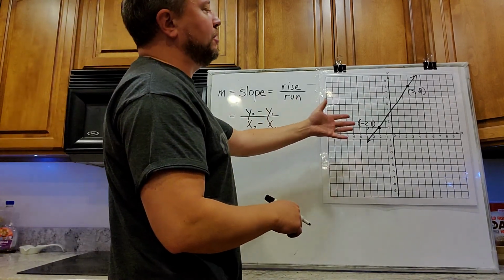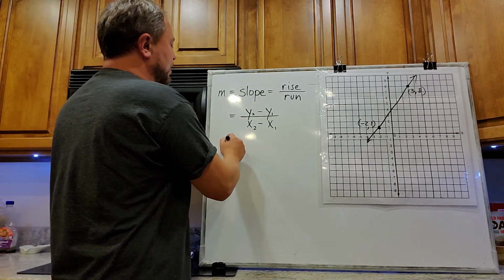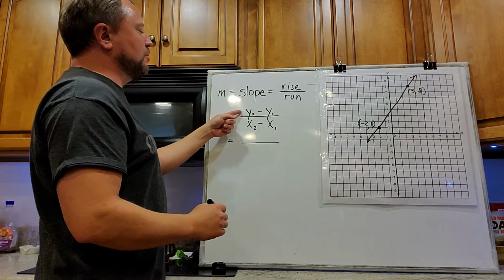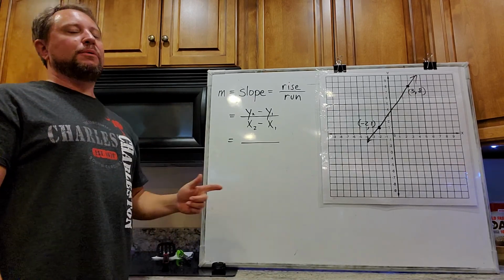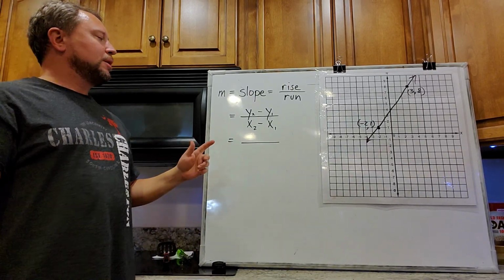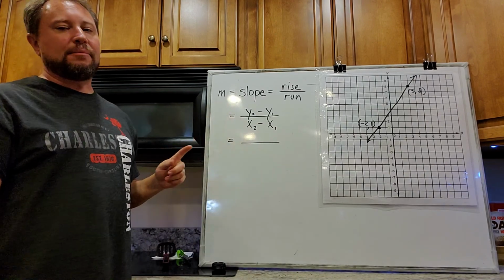Okay, so let's do that on this one over here. Let's figure out its slope. So on top I would subtract the y values. Now be careful. The most common mistake when people figure out slope is they want to put the x values on top.